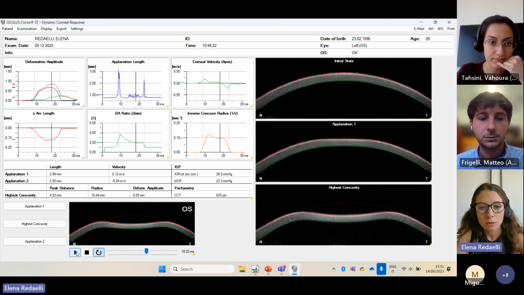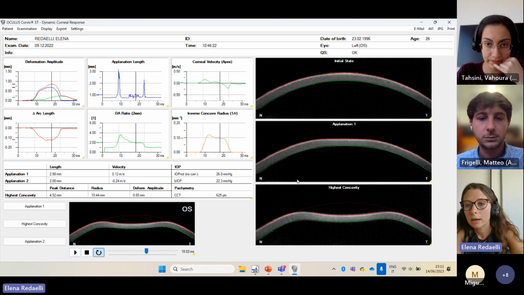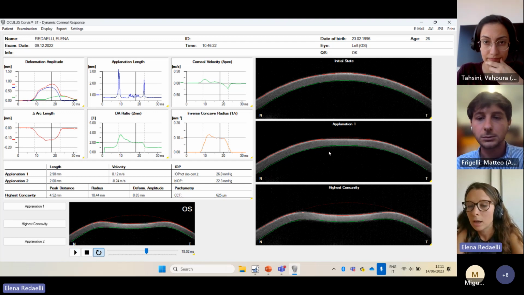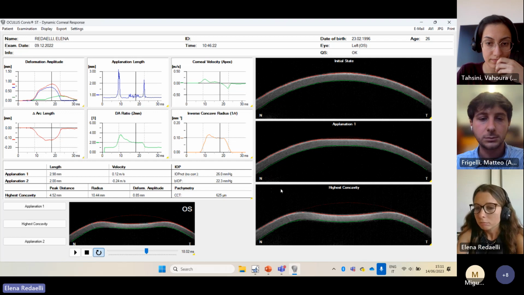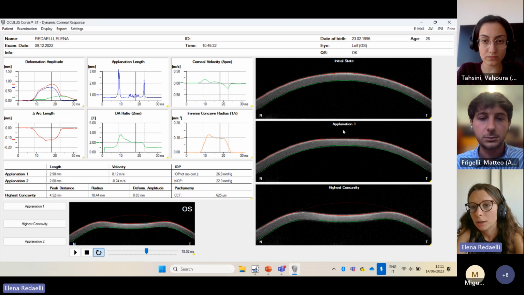And in particular, during Corvis, three moments are analyzed: the initial state, that is the undeformed state of the cornea, the first applanation phase, and the highest concavity, that is the highest deformation of the cornea during the air puff. Currently, the way that Corvis estimates the intraocular pressure is with the direct proportionality between the time of first applanation and the intraocular pressure.